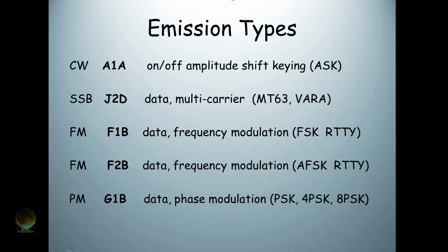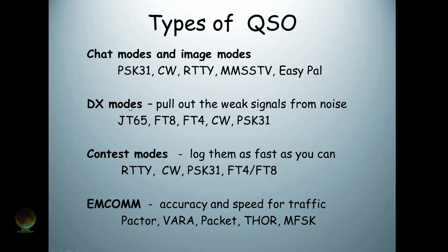I don't want to talk too much about the emission classifications, but government agencies like to classify these. We used to say CW is A1A. So the A and the 1 and the A represent something, and that's another half-hour talk on what all these mean. But it's a way the government can classify a type of emission.